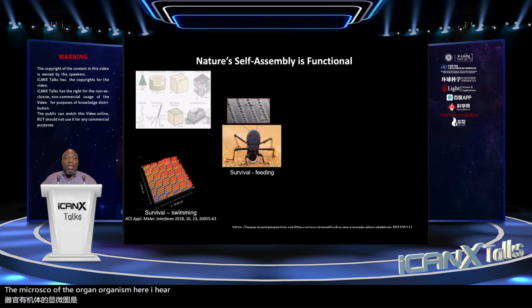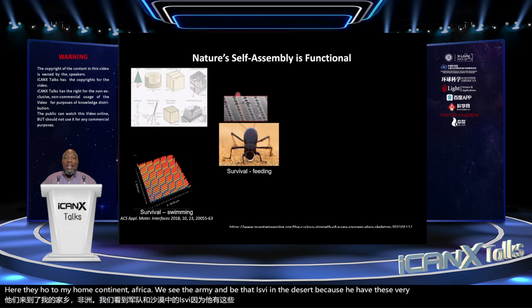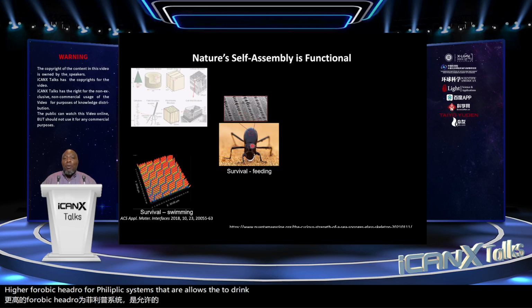Here, we are looking at the skin of a shark, and these kinds of patterns allow the shark to swim better. It also allows it to avoid fouling. Other organisms cannot attach very well to the skin of the shark. Here, paying homage to my home continent, Africa, we see the Namibian beetle that survives in the desert because it has these very nice, well-organized hydrophilic systems that allow it to drink from the fog that comes in the mornings in the Namib desert.